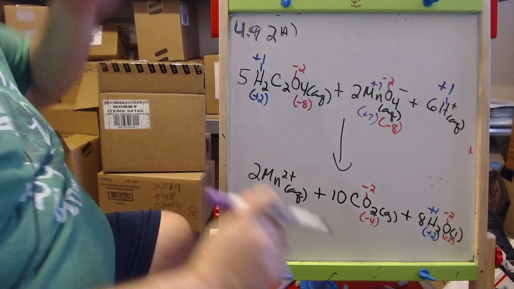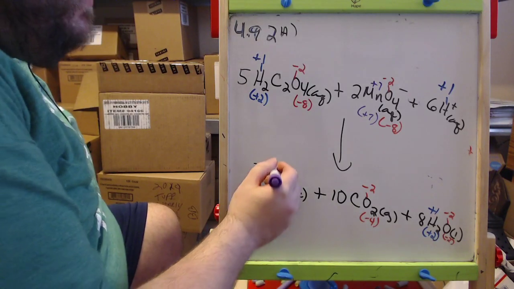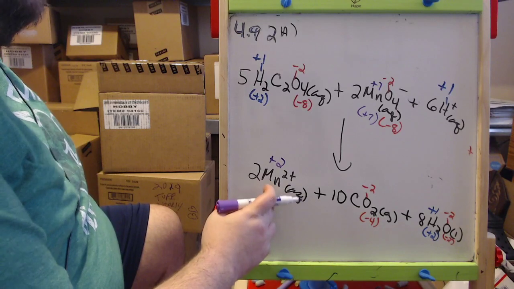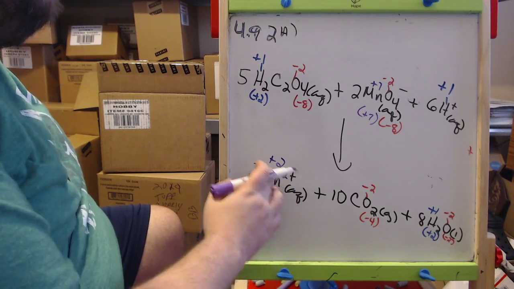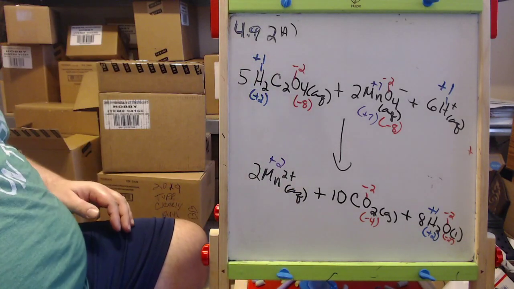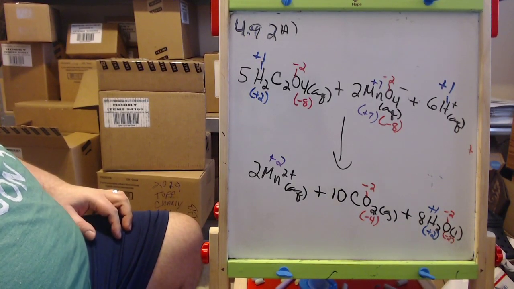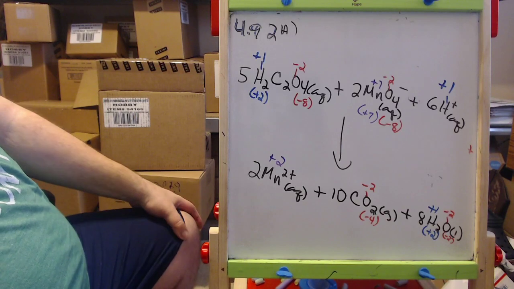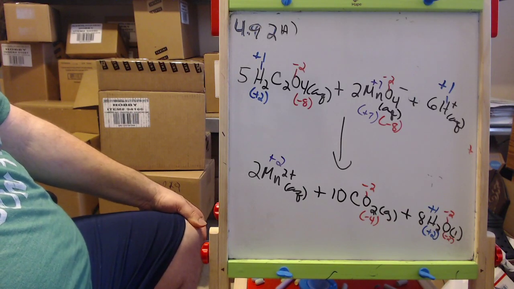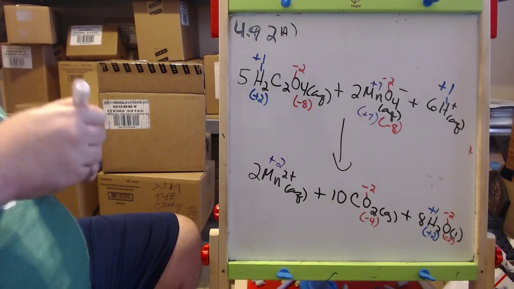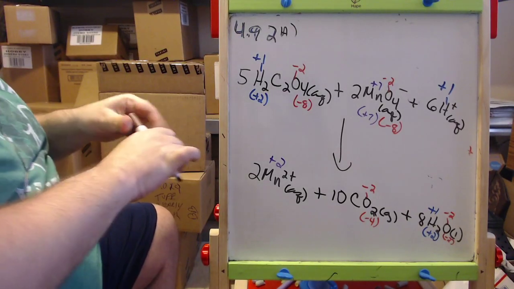All right, cool. Over here, manganese is a +2. It's a +2 because it's in its ion form, so whatever the charge is, that's what it is. All that's left now is carbon. Let's go down here and figure out this carbon, which is a little bit easier.